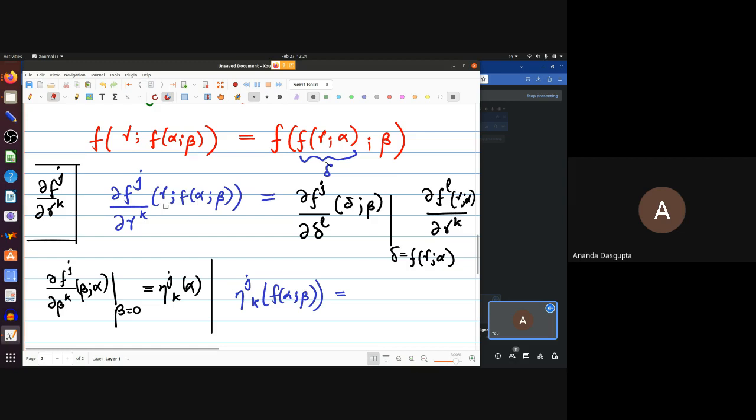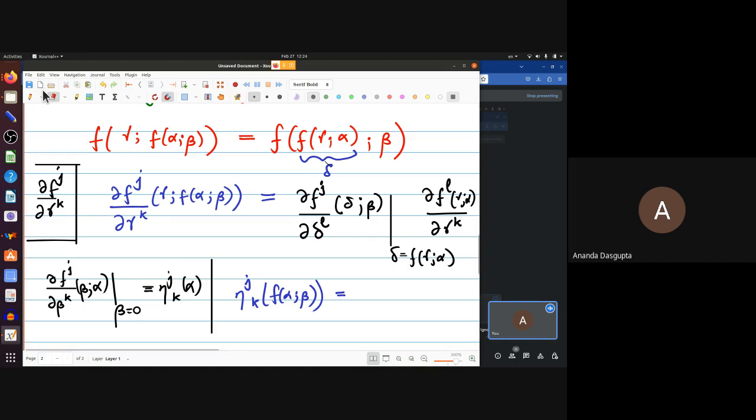Remember, gamma is the first argument. You're differentiating with respect to the first argument, and then putting the first argument equal to 0. It will be eta jk, just the same as this, with the second argument in its place. So the second argument is f of alpha semicolon beta. Is that clear?